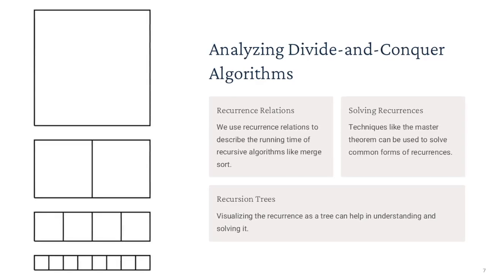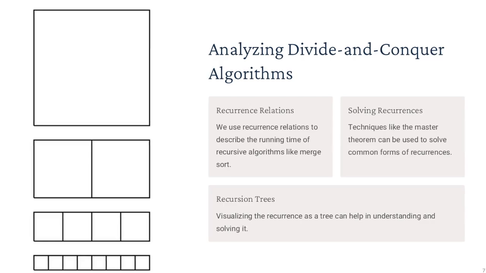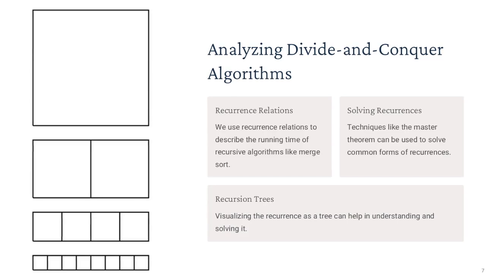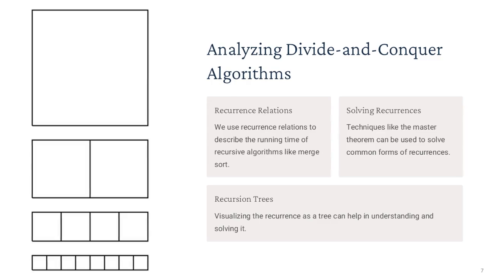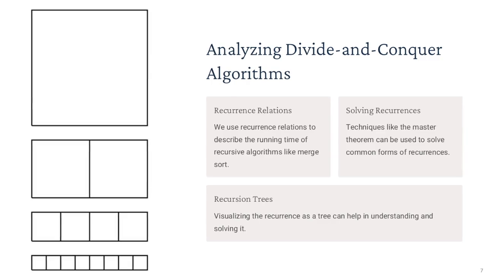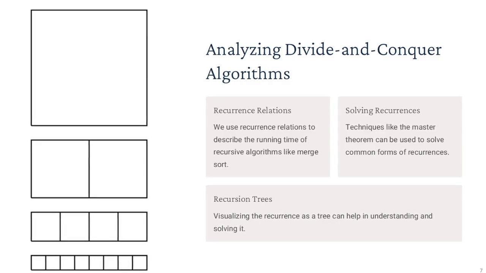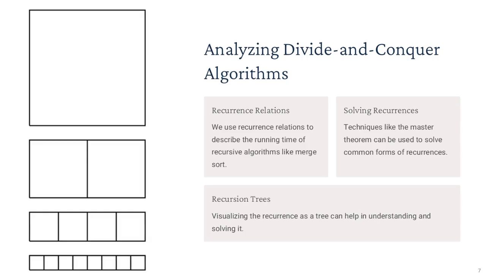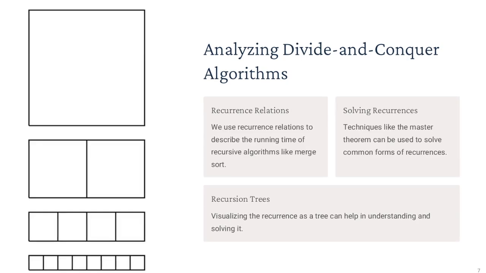The master theorem provides a direct way to determine the running time for common forms of recurrences. For example, it helps confirm that merge sort's running time is Theta(n log n). Alternatively, recursion trees visualize the breakdown of the algorithm's execution, showing how work is distributed across recursive levels. Understanding these tools is crucial for analyzing complex algorithms. They allow us to predict performance, optimize implementations, and ensure that our solutions are both efficient and scalable.